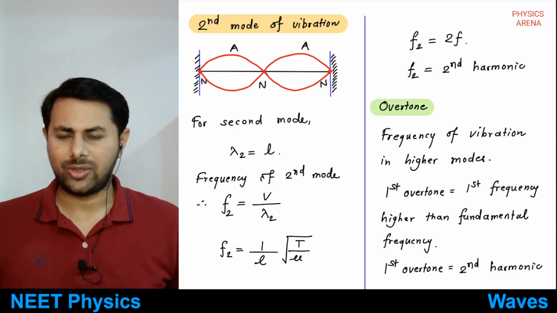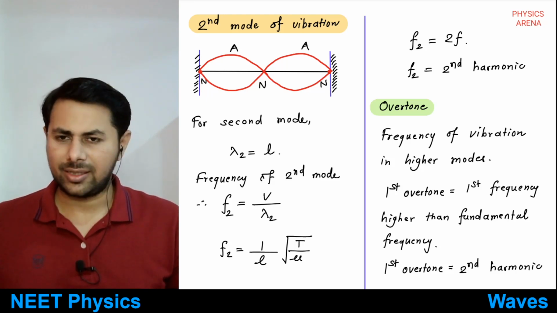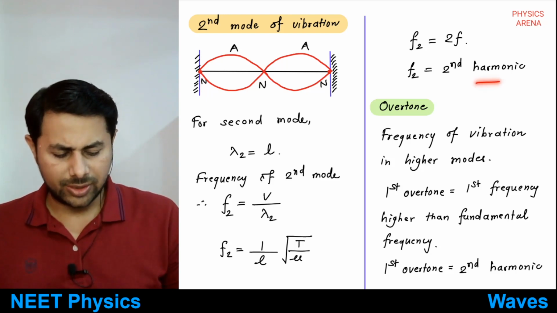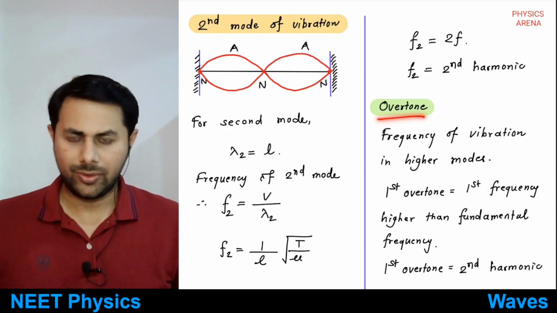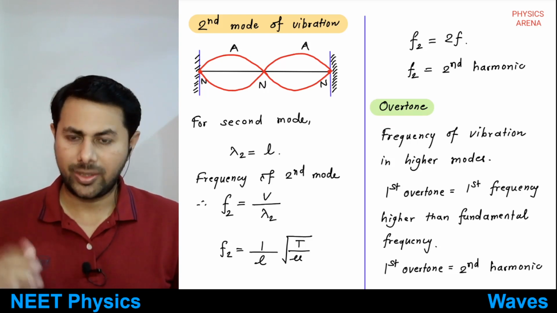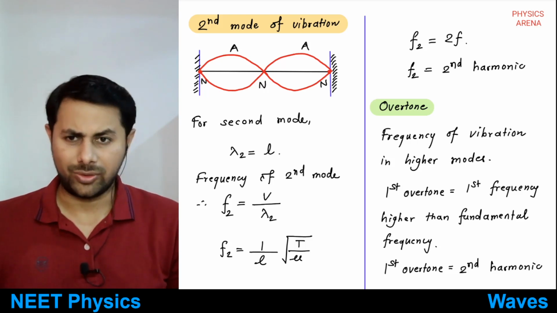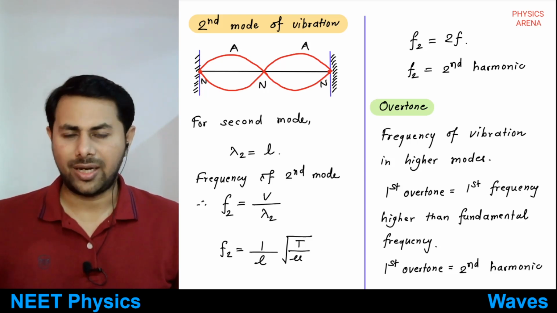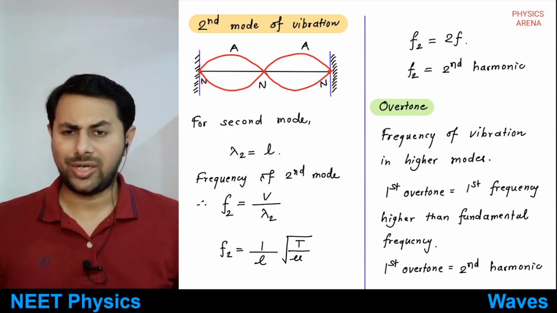Okay, and now see, in vibration of the string, this is the first frequency higher than the fundamental frequency, so this is known as the first overtone. So what is an overtone? Overtone is the first frequency higher than the fundamental frequency, it's known as first overtone. Second frequency higher than the fundamental frequency would be known as second overtone, so on and so forth.